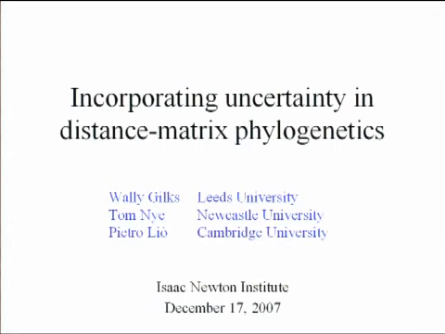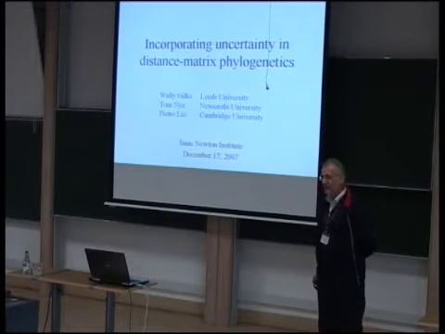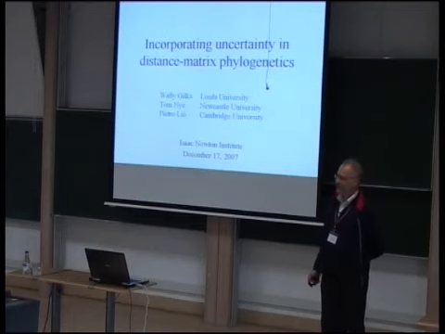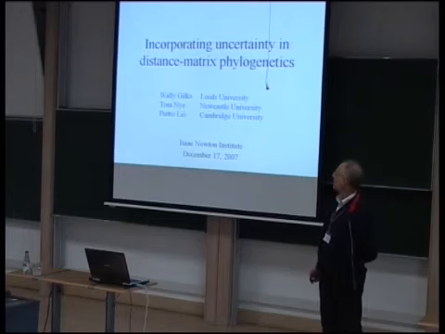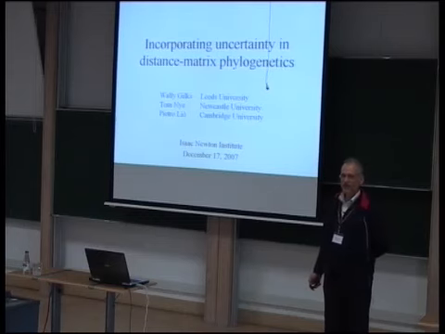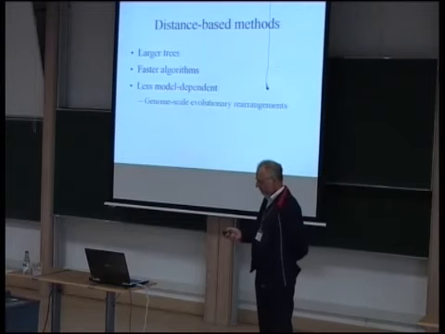Anyway, enough of that. This is joint work with Tom Nye, who presented this morning, and Pietro Leo, who's a colleague here in Cambridge. And it's to do with distance matrix phylogenetics, that is building phylogenies from distance matrix information. And our key point here is really this question of uncertainty. So that's what it's all about.